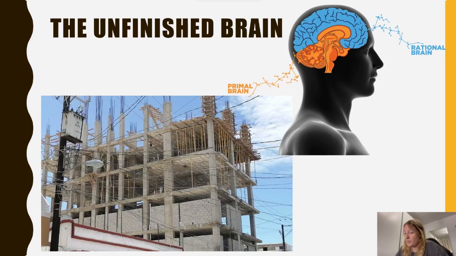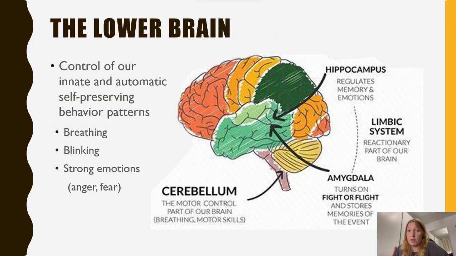The lower brain is in control of our automatic and self-preserving behavior patterns. With that, we're talking about breathing, blinking, and strong emotions like anger and fear. It's the limbic system, like the reptile brain. So it will respond automatically, without us thinking about what we are doing. It also controls the fight or flight response.